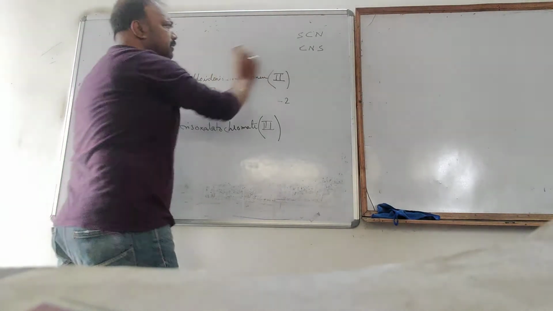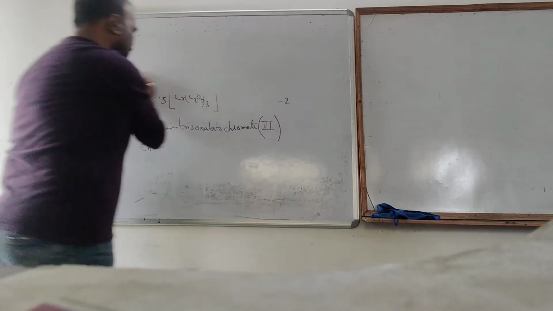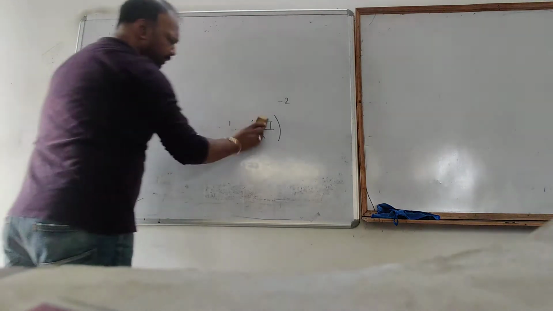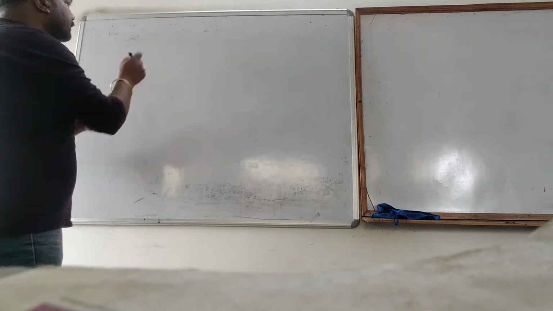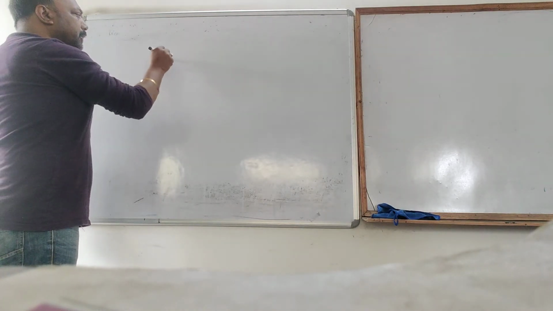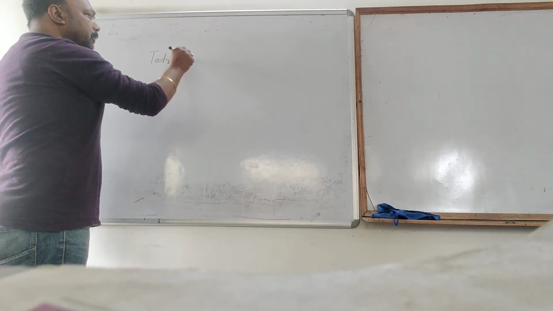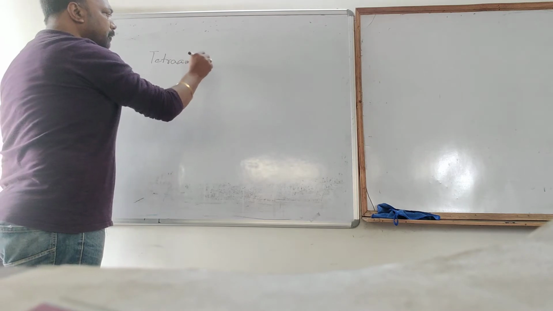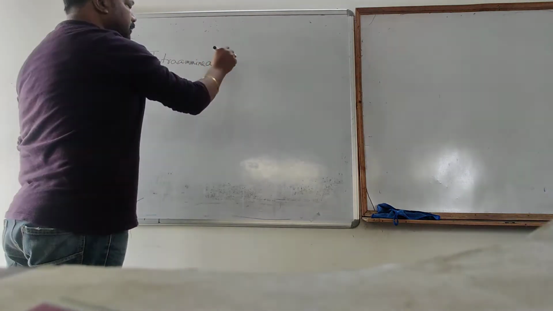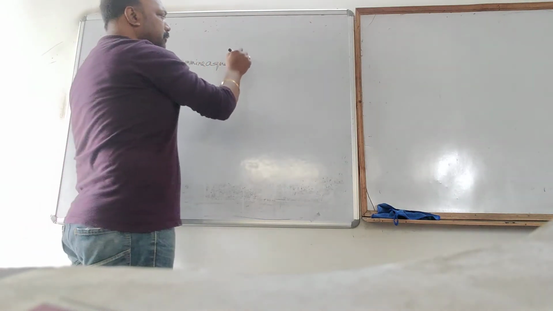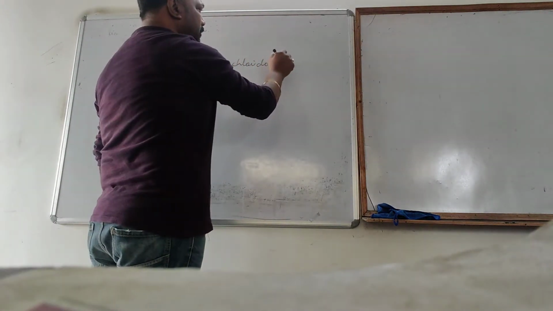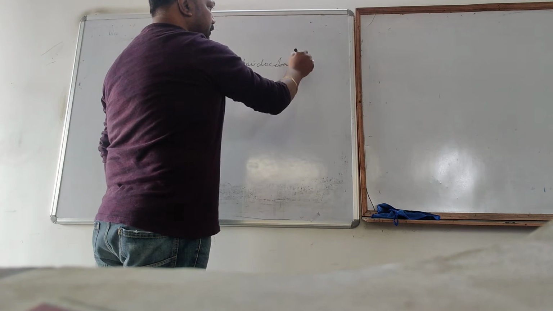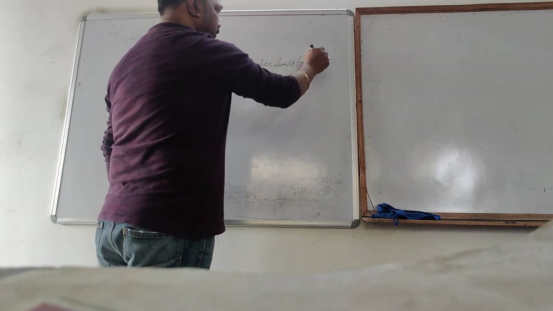What name is given? Tetraamine. Okay, just a minute, I'm writing it. Tetraamine, aqua, chlorido, cobalt 3, chloride.